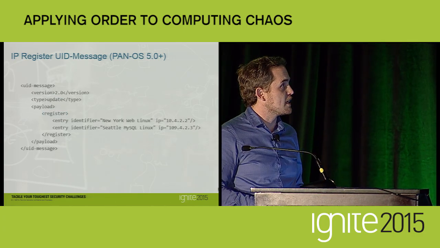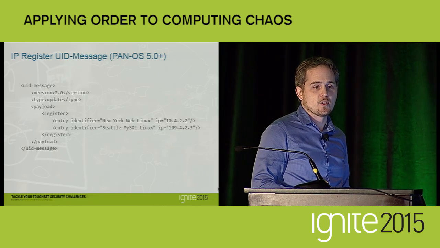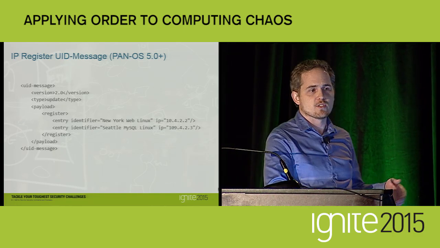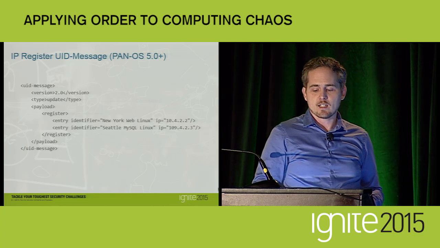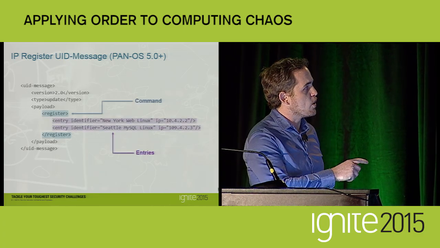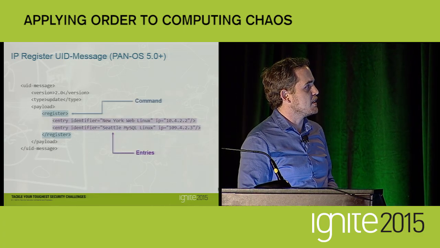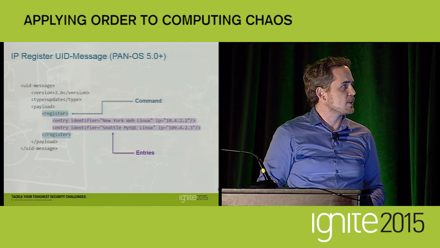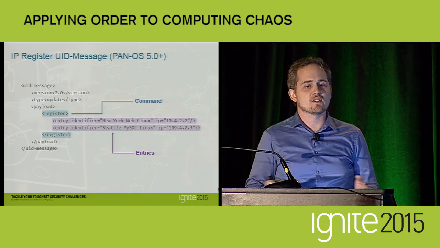Just for completeness' sake, this is how you do it in PanOS 5.0. The previous example was 6.0, because you can have multiple tags per IP. In PanOS 5.0, you can have one tag or identifier per IP. And so in that case, I would do it like this, where you have New York web and Linux all on the same line.